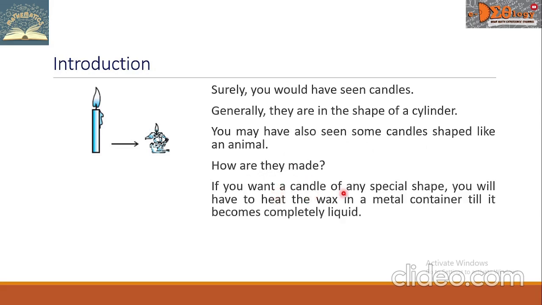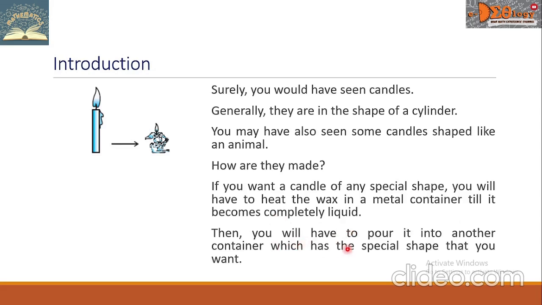If you want a candle of any special shape, you will have to heat the wax in a metal container till it becomes completely liquid. Then you will have to pour it into another container which has the special shape that you want.